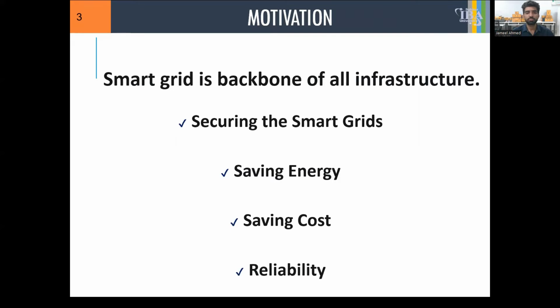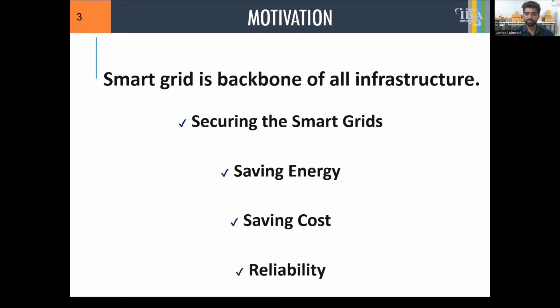So what was the motivation behind this project? Currently we don't have smart grids in our country, in Pakistan, though they exist in other developing countries. But in future, if we are going to have a smart grid in our country, then obviously there will be security threats. The smart grid is the backbone of all infrastructure. That's why we chose this project, so that we could secure the smart grids.